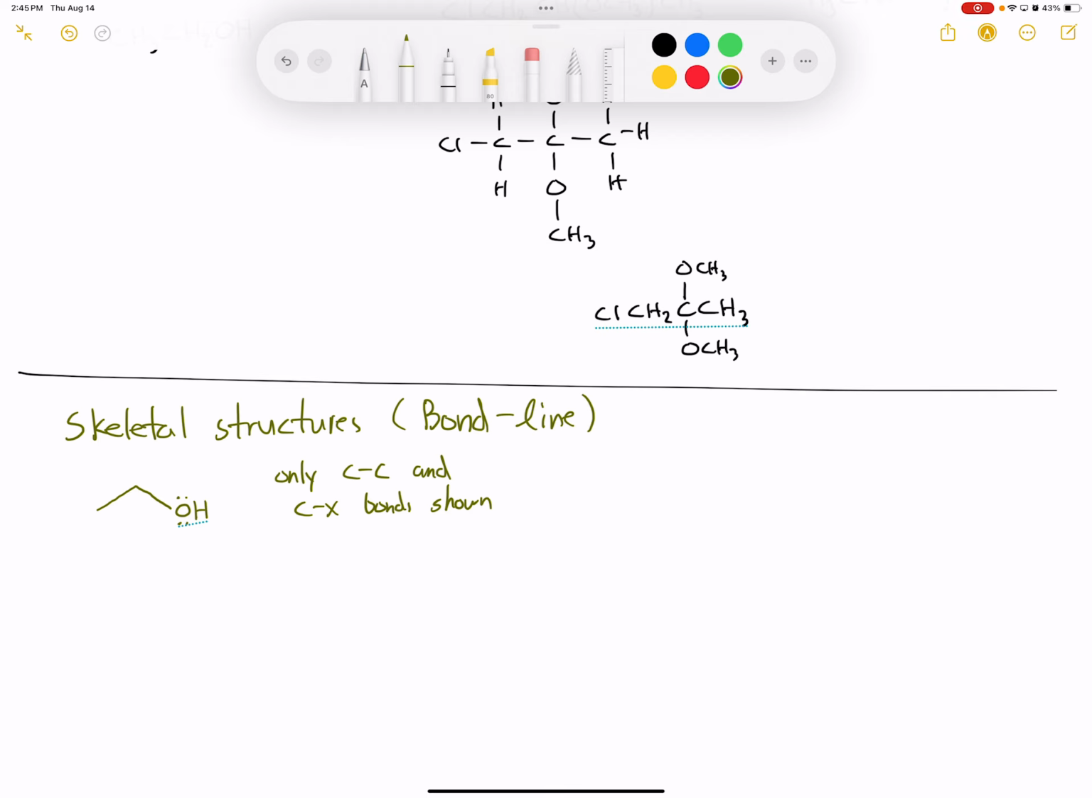So let's make a little point here. H atoms on carbon are implicit. Does everyone know what I mean by that? Anyone understand what I mean by implicit? It sounds like the word implied, right? So they are there, we just don't show them. So you should know that they are there. Okay?